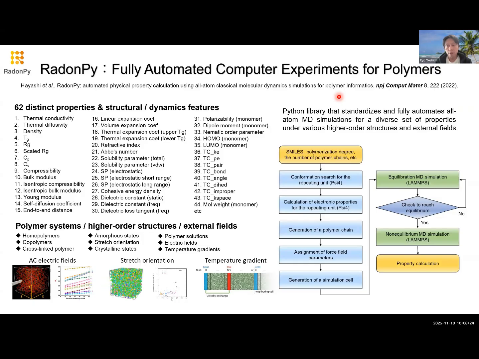As you know, the molecular dynamics simulation consists of a very intractable multi-step procedure.